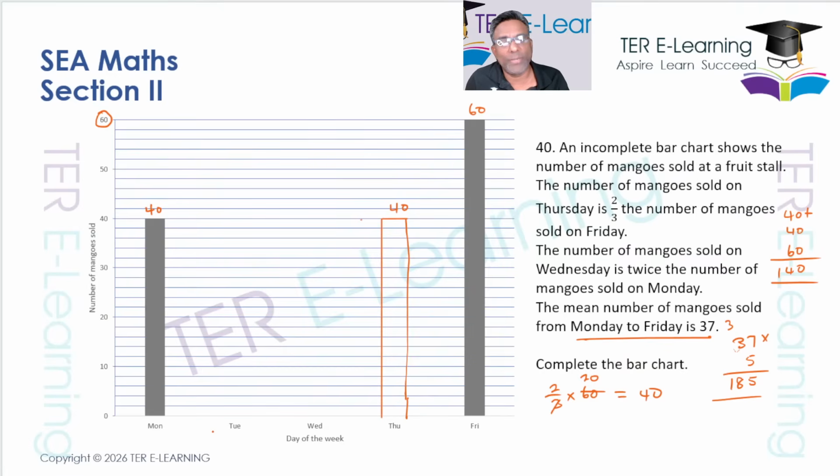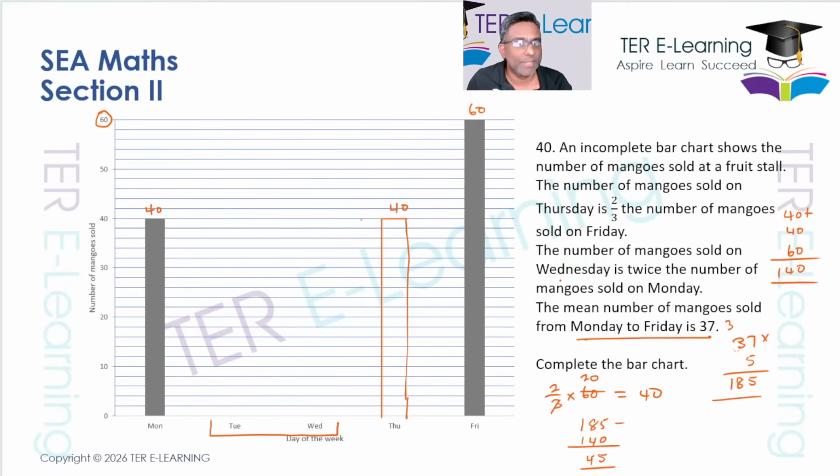So therefore, we can actually work out the total mangoes sold between Tuesday and Wednesday. So all we do is take 185 minus 140. That's going to give us 45, right? So the total mangoes sold between Tuesday and Wednesday is 45.